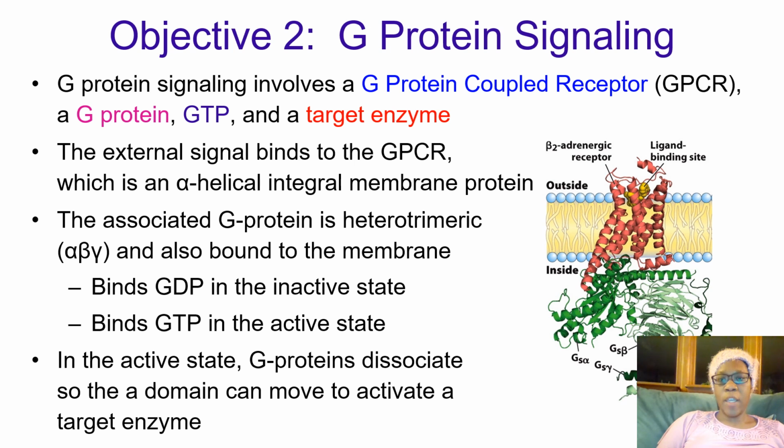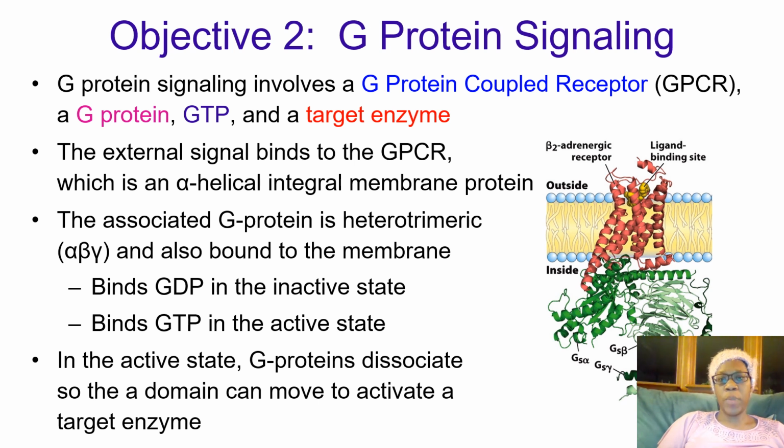So it spans the cell membrane, and of course the ligand binding site or the epinephrine binding site is outside the cell. It spans into the inside of the cell, and it is associated with a G protein. And it's called a G protein because it binds to a GTP. That G protein is heterotrimeric, and it has an alpha subunit, a beta subunit, and a gamma subunit.